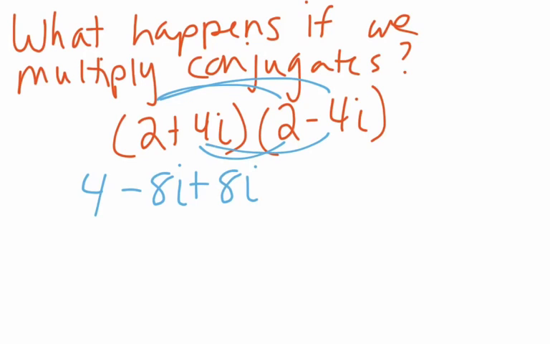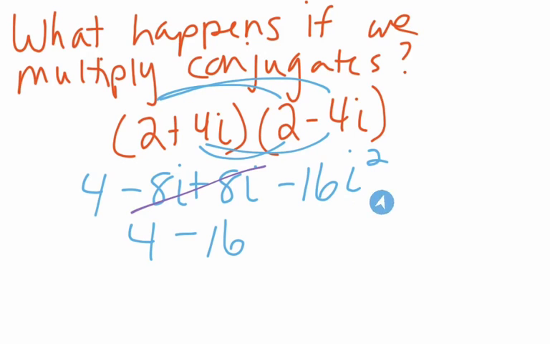Now, 4i times negative 4i, well, 4 times negative 4 is negative 16. And don't forget, i times i is i squared, just like x times x is x squared. The middle parts cancel out. Negative 8i plus 8i cancel each other out. They add up to 0. And we're left with 4 minus 16 i squared. But remember that i squared is equal to negative 1.